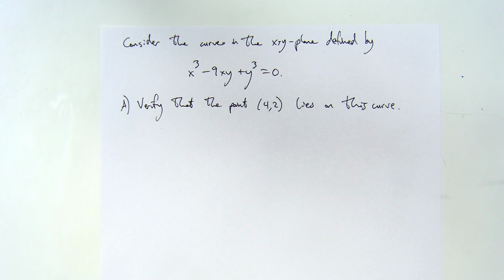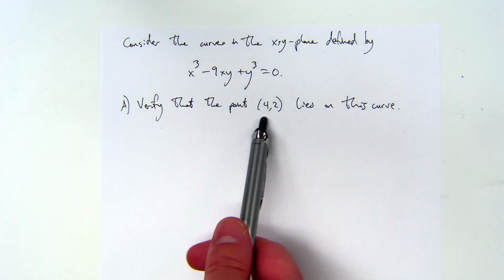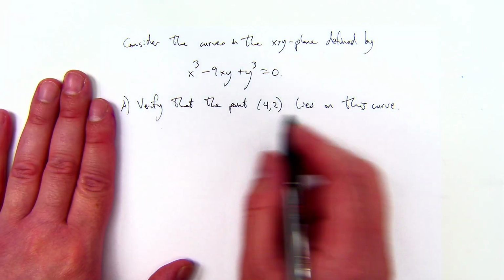Alright, so we have an implicit differentiation type problem. There's no differentiation written here yet, but this is a curve in the xy plane. What we're going to do is first verify that this point lies on the curve, and then figure out an equation of a tangent line to that curve at this point. Right, so let's first verify that this point lies on the curve.